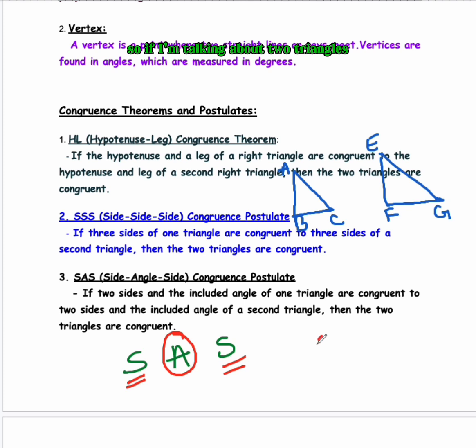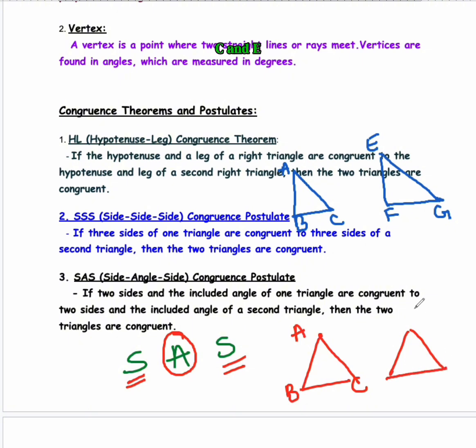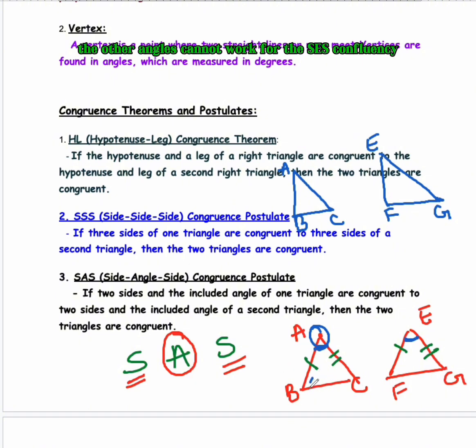So if I'm talking about two triangles, A, B, C, and E, F, G, and I have been given that side AB is congruent to side EF and side AC is congruent to side EG, then if I need to prove this congruency by using SAS, the angle should be in between those two sides. So if I want to prove this by using SAS, I need to talk about angle A. The other angles cannot work for the SAS congruency.